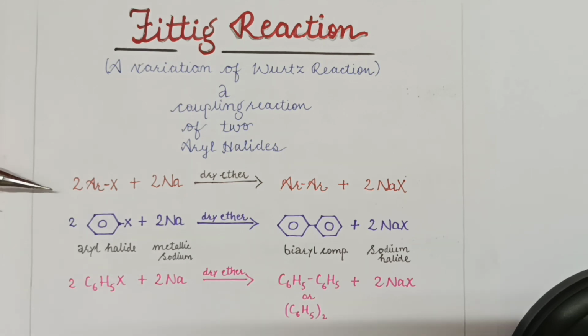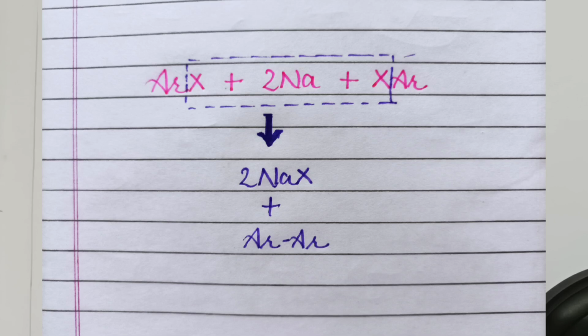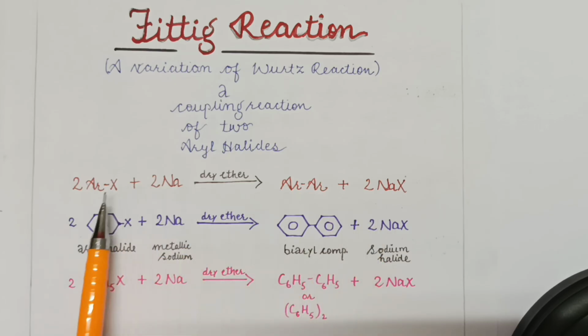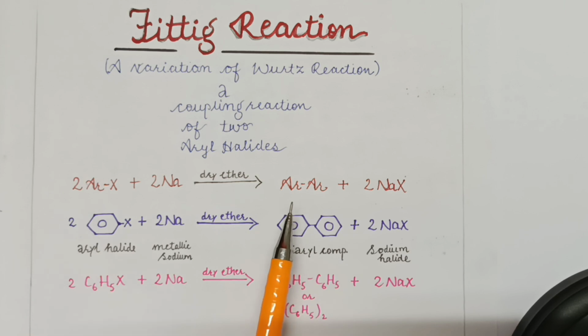Taking equal quantities, that is 2 moles of this aryl halide and 2 moles of metallic sodium, both of them combine. Okay, and this sodium takes off the halide ion from this aryl group, takes it away and forms a sodium halide. Now what's left? We are left with 2 aryl groups that join with each other and form a diphenyl, or you can say a symmetrical phenyl compound, or aryl compound. Okay, so this is what this reaction is about, and let us see an example.